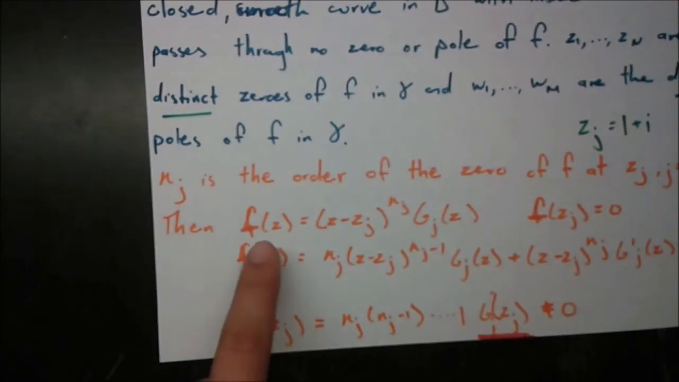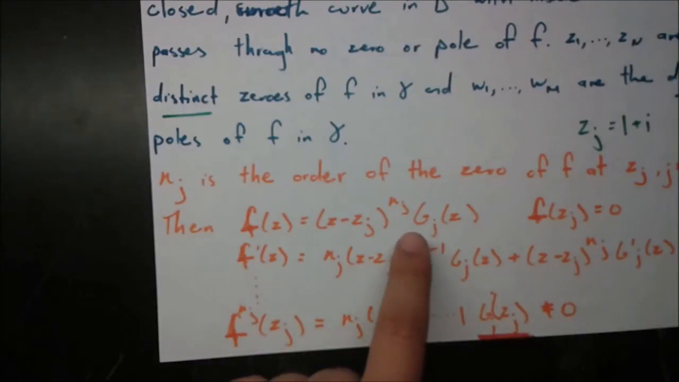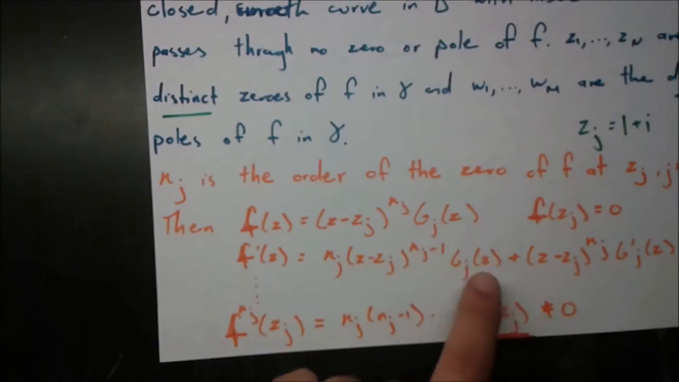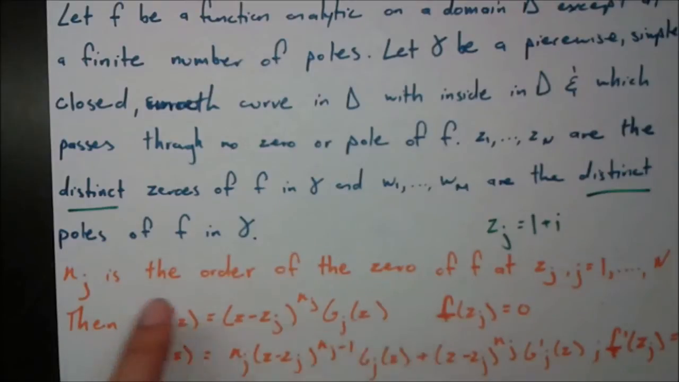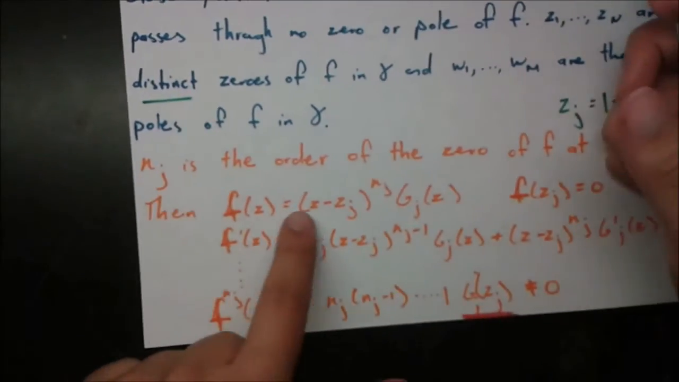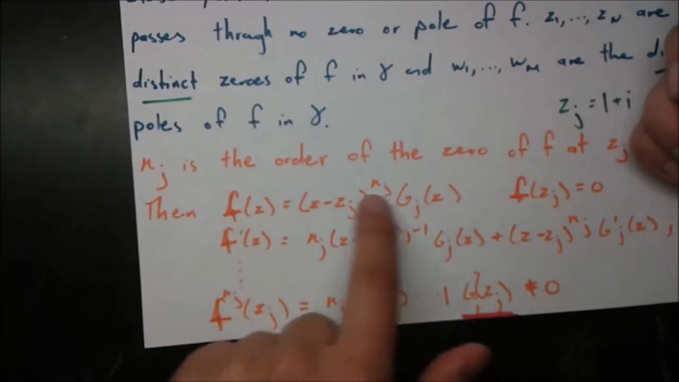So then we can say f of z equals (z minus z sub j) to the power of n sub j times g sub j of z. Let's analyze what this means really fast. Here's our function, and by saying that it has a zero of order n sub j, we're saying that it can be written in this form. Let me show you why we can write f of z in this form.